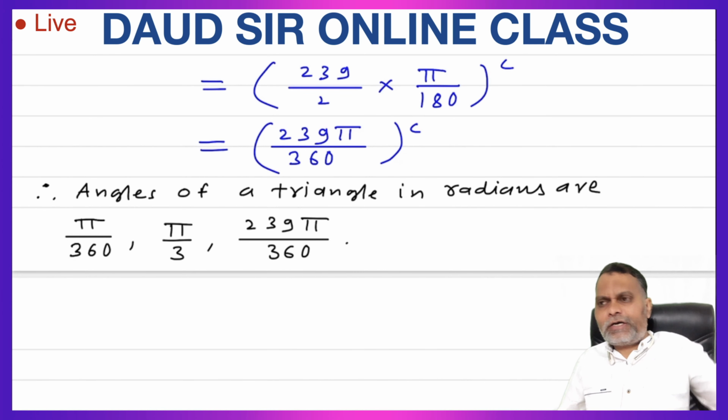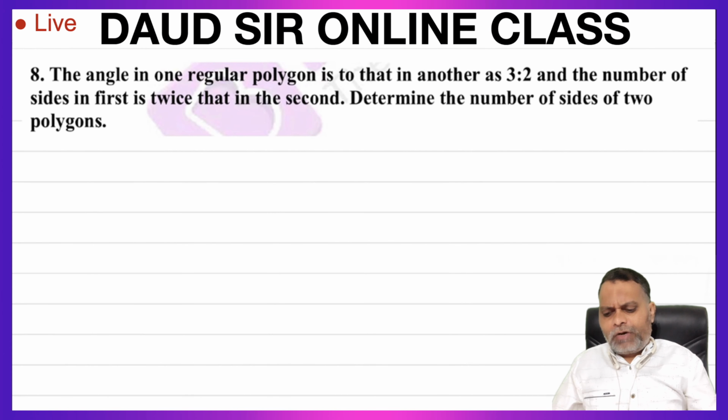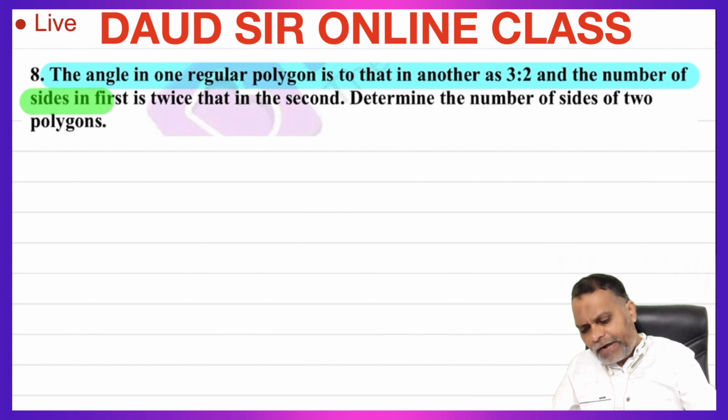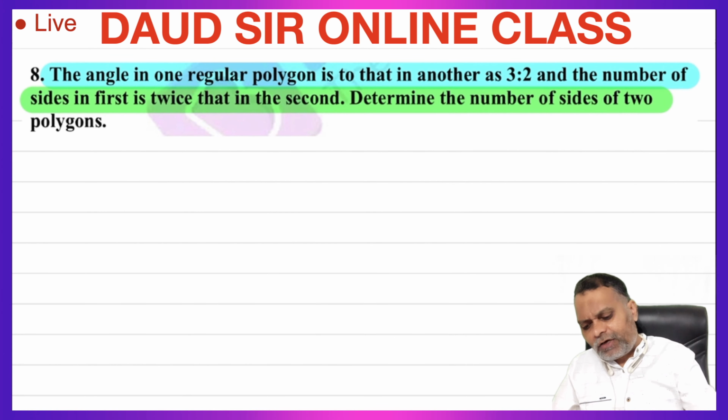These are the angles of a triangle. Question number 8. The angles in one regular polygon is 2, that in another as 3 is to 2, and the number of sides in first is twice that in second. Determine the number of sides of two polygons.